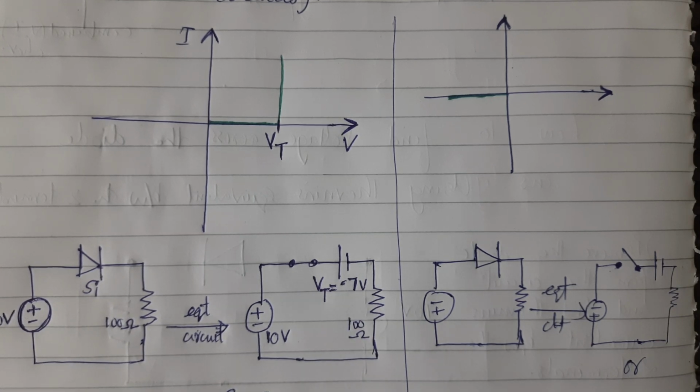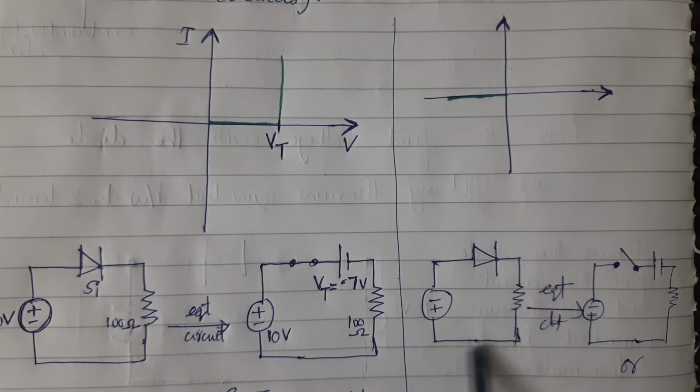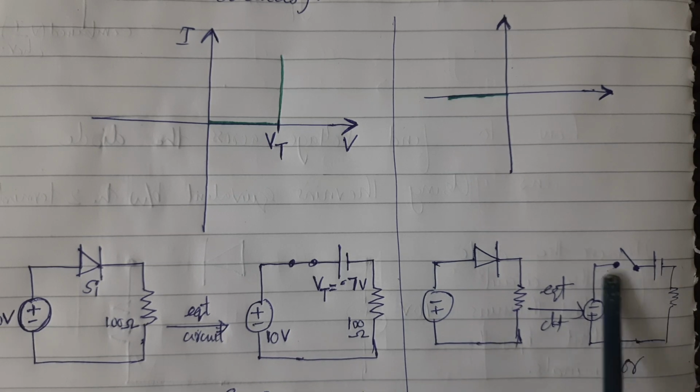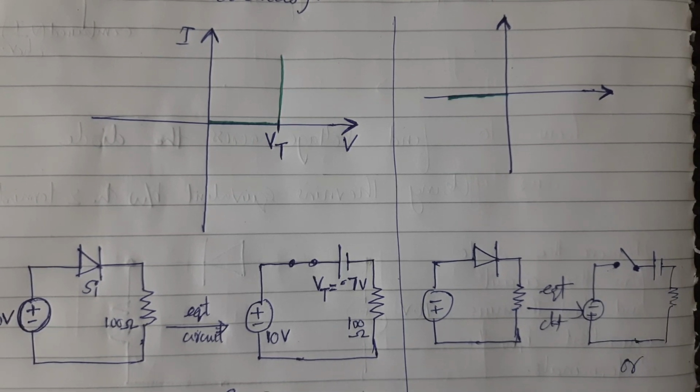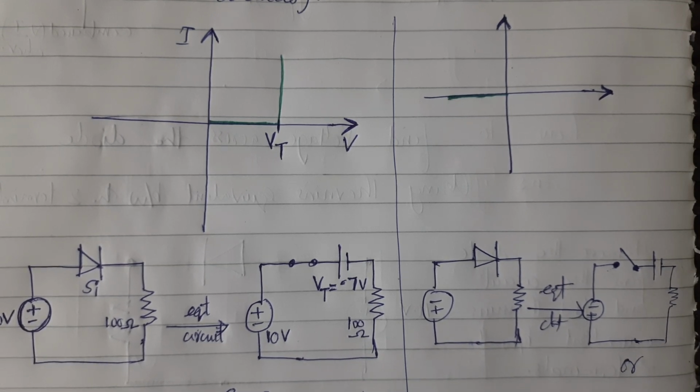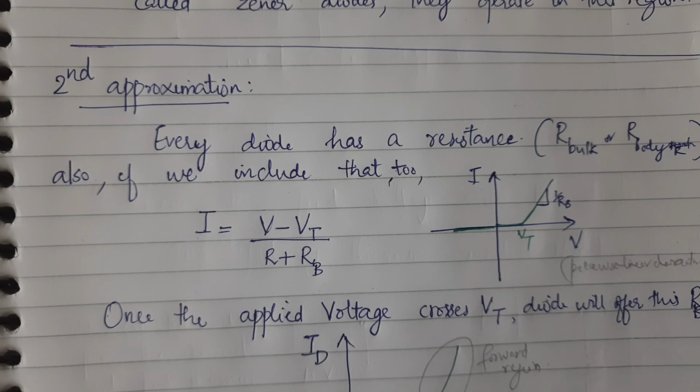But in the case of a reverse bias diode, the equivalent circuit will be like this: since it won't allow the current flow, we can represent it with an open circuit, an open switch. So this is how we can represent it. After reaching the threshold, if you apply more voltage, then only the current will increase, and the voltage remains at the threshold voltage. This I have already told you.